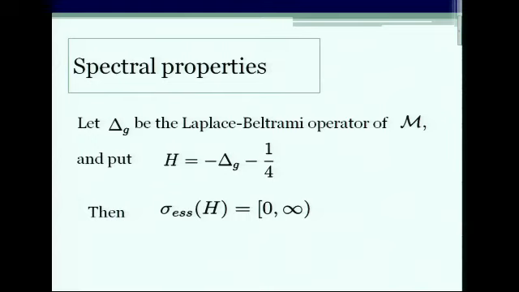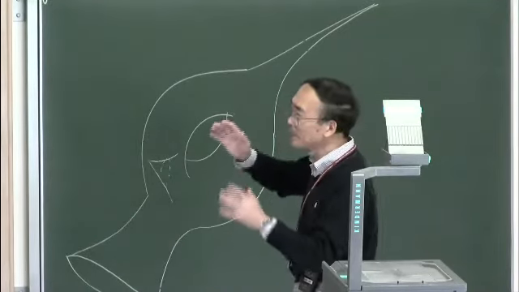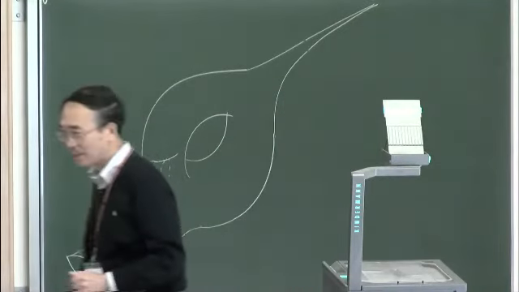It doesn't have embedded eigenvalues if you have a regular infinity. If all the ends are cusps, it may have embedded eigenvalues. However, it is discrete. The accumulation point is only 0 or infinity.